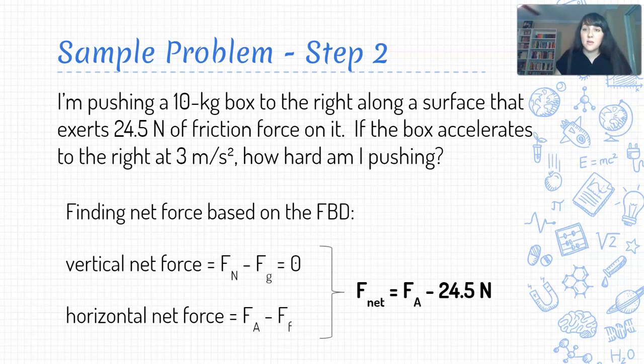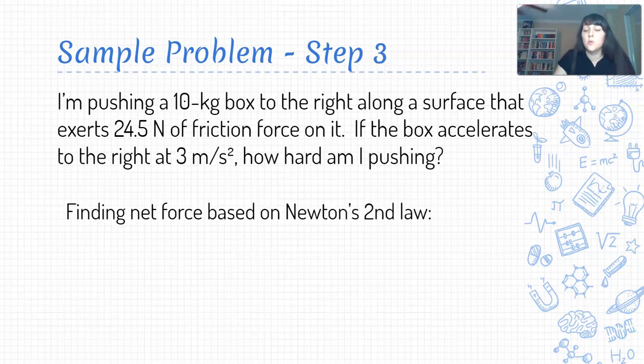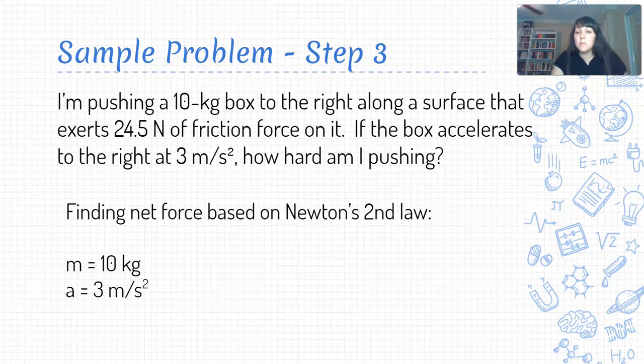So our next step is to write another equation for net force based on Newton's second law, right? So Newton's second law says that net force equals mass times acceleration. Well, I know that the mass of this box is 10 kilograms. I know that's the mass because it's in kilograms and mass is in kilograms, all right? So it's 10 kilograms in mass, and then it also says that the box is accelerating to the right at 3 meters per second squared. So acceleration equals 3 meters per second squared.